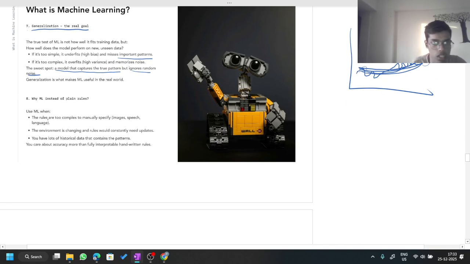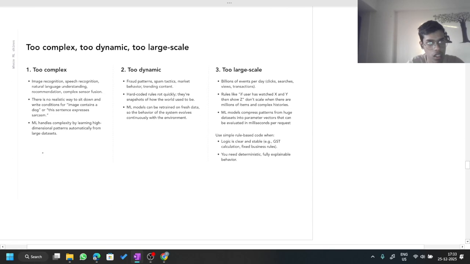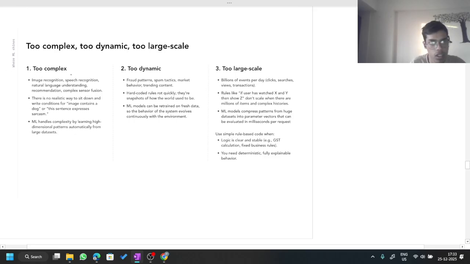And again, why is ML used instead of plain rules? Rules are too complex to manually specify in the case of complex data like image, speech, and languages. The environment keeps changing and we cannot write rules for every constantly changing environment. You have lots of historical data available that contains the pattern. And ML shines in complex things, as I have discussed in the applications: image recognition, speech recognition, natural language understanding, recommendations. These are too complex to be written by someone as hand-based rules.